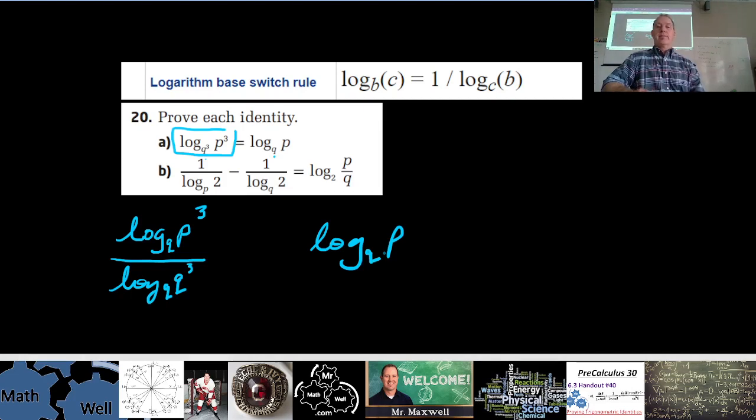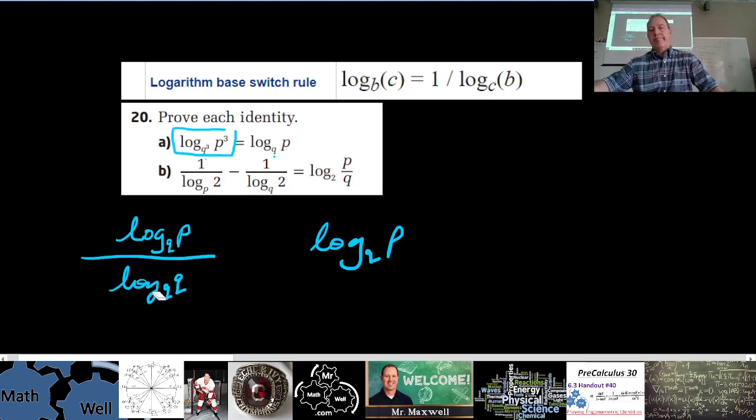So what would you do next? P and Q. What can you do with this 3 and this 3? You can put them down front, right? So now you have a 3 over 3, right? So what can you do with that? That cancels out, right? Divide out. Okay, so now we're getting pretty close.